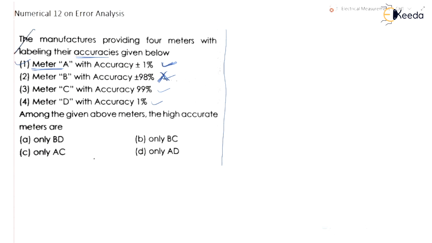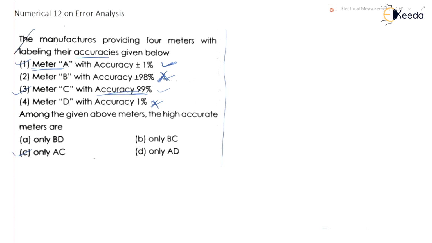Next, if you check C and D, here accuracy is 99% and here accuracy is 1%. The accuracy is 99%, directly specified as accuracy. It is not in terms of error, so be careful, it is mentioned directly in terms of accuracy. And if the accuracy is 1%, the meter is not the most accurate. So if you check the 4 options, meter A and meter C are the meters having the highest accuracy. Is this clear? Are you getting the point? So meter A and meter C are the most accurate meters. So this is about numerical number 12.